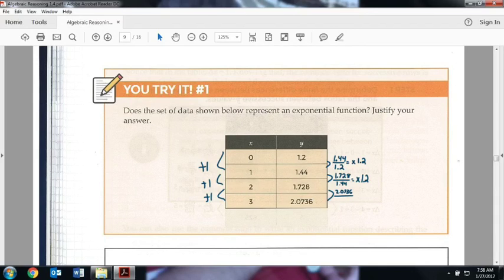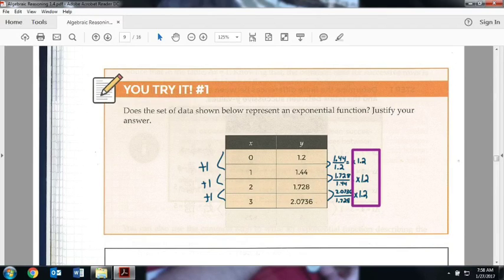2.0736 divided by 1.728 is also 1.2, so this one's also 1.2. So these are your ratios. They're all the same.